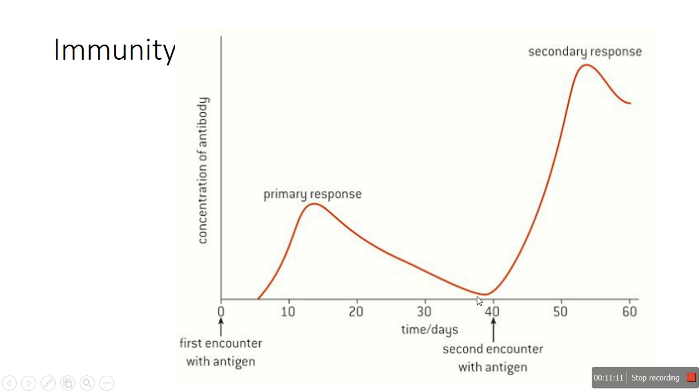If there's a secondary encounter, you can see here that the response is faster, with a huge number of antibodies being produced within this period of time. We know that's because we have the memory cells in there, which can very rapidly reproduce the antibodies that we need to combat that infection. They're already there.